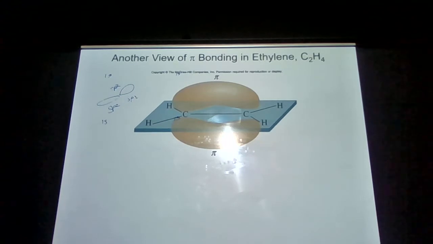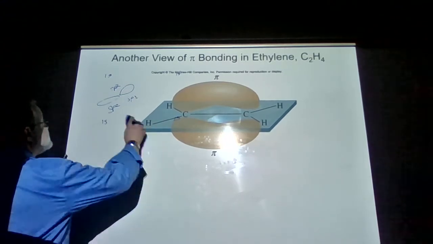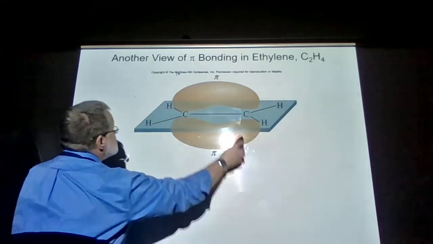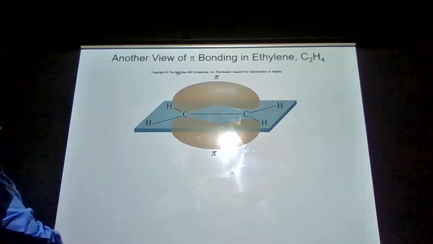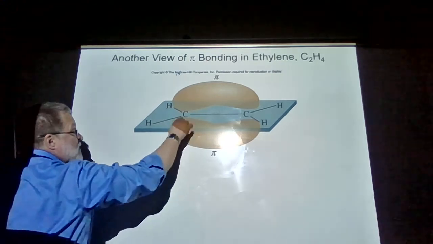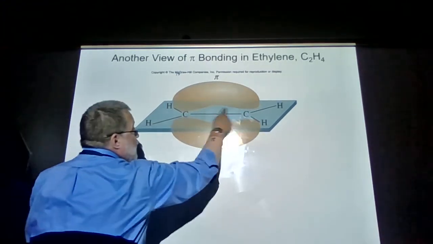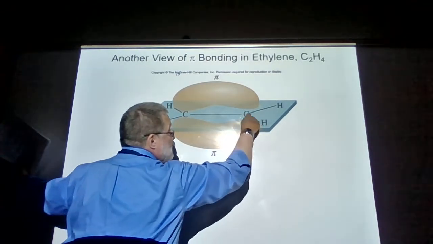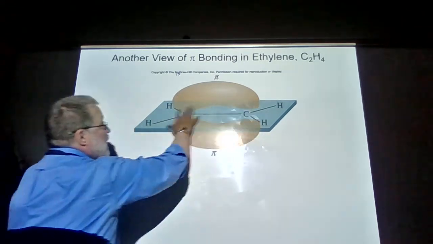We can look at ethylene in a different way. Carbon-carbon bond is your sigma bond. Carbon-hydrogen sigma, carbon-hydrogen sigma, carbon-carbon sigma, and the pi bond.